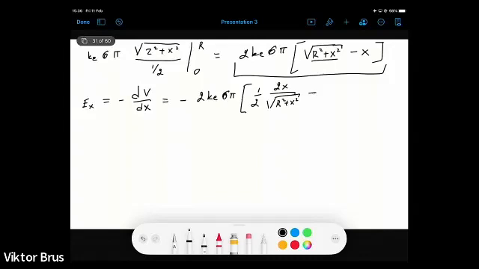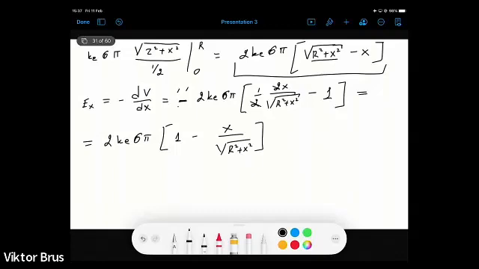So minus here. The derivative of the second term is simple, just unity. So now if we take into account this minus, we can rewrite this equation. It will be 2ke sigma pi times unity minus, here we can cancel out these guys, x divided by square root of r squared plus x squared.